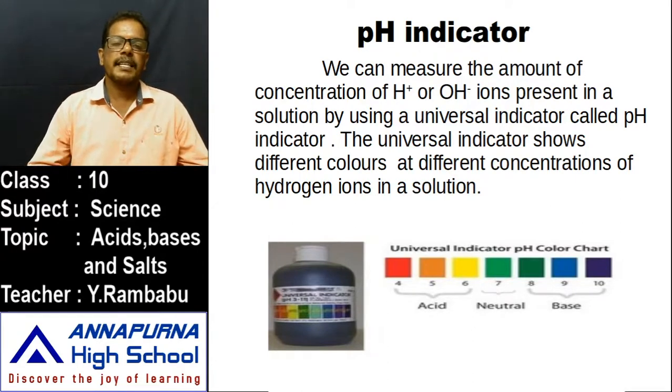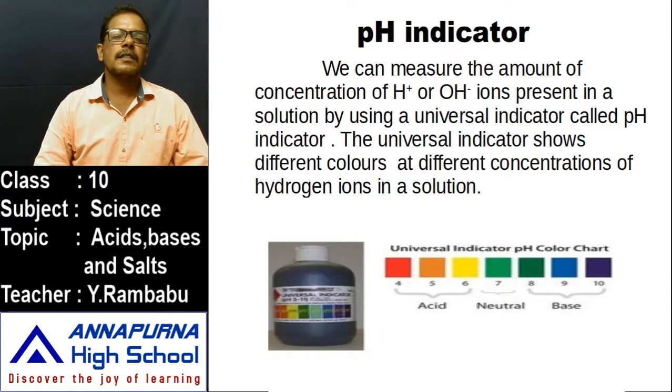How can we measure the temperature? By using a thermometer, and we can measure the amount of current by using an ammeter. In the same manner, we can measure the concentration of H plus ions or OH minus ions present in a solution by using a universal indicator, called the pH indicator. We can measure the concentration of H plus ions or OH minus ions by using an indicator called the universal indicator. That universal indicator is called the pH indicator.